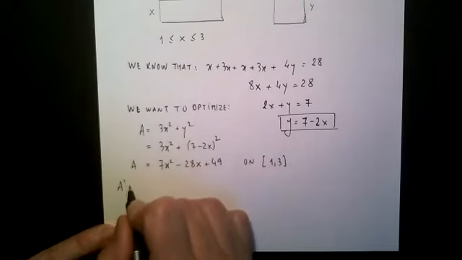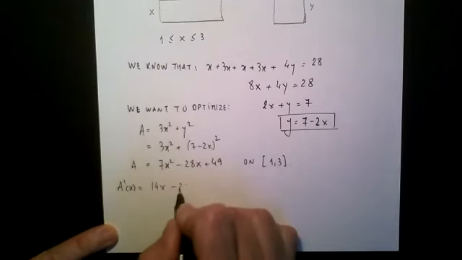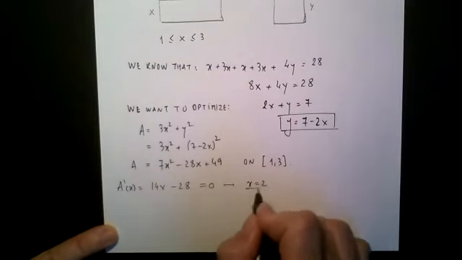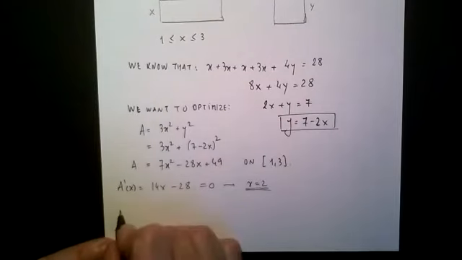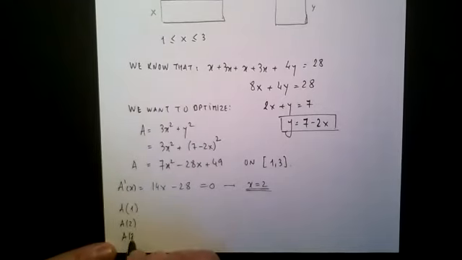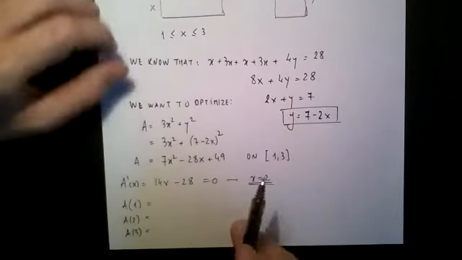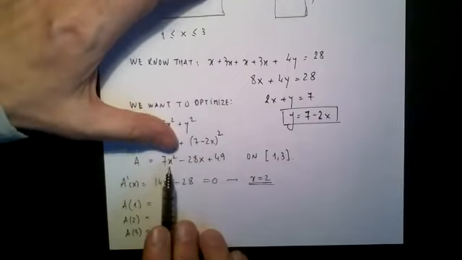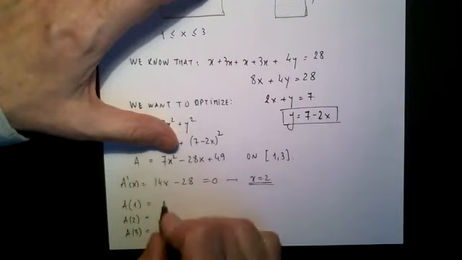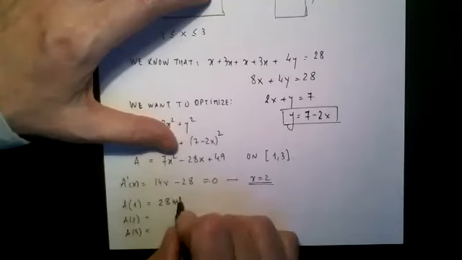So let's go. A prime of x is equal to 14x minus 28. When is this equal to 0? When x is equal to 2. And that's it. So now I'm going to find the area at 1, the area at 2, and the area at 3. Okay, so at 1, 7 plus 49 is 56. 56 minus 28 is 28 meters squared. That's the area here.